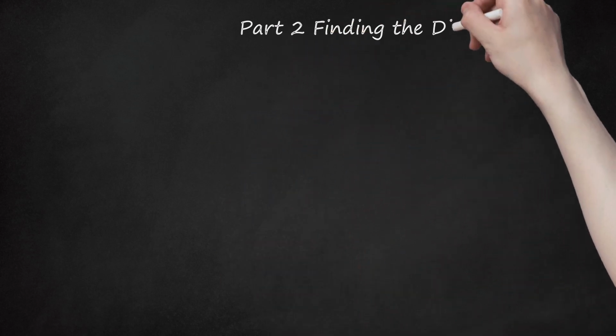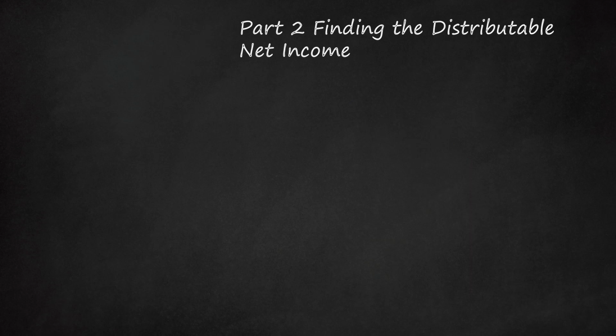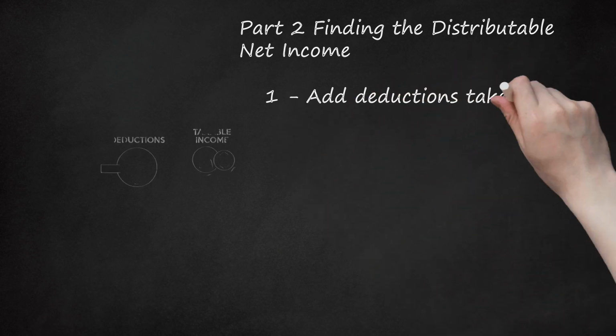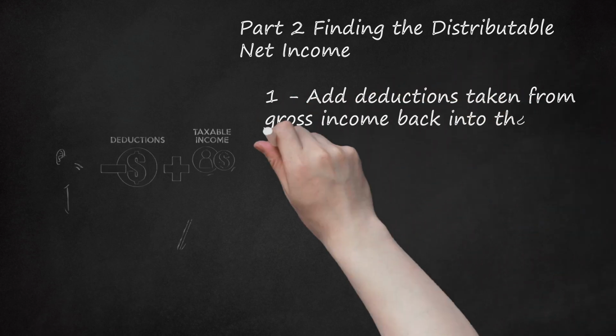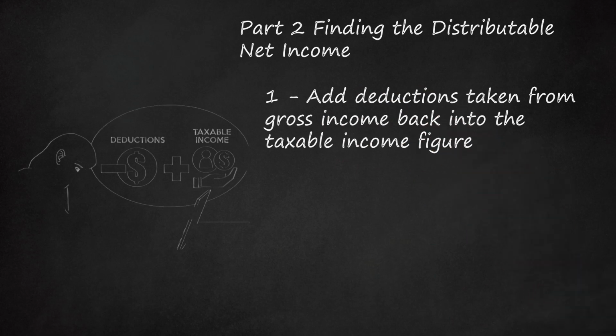Part 2: Finding the distributable net income. 1. Add deductions taken from gross income back into the taxable income figure. Deductions for amounts attributable to things such as administration expenses are taken out of the estate's income for the purposes of determining how much of that income can be taxed, but they still are considered income. Generally, you want to add to the taxable income any deduction, including the personal deduction, that was originally subtracted from gross income to arrive at the taxable figure.